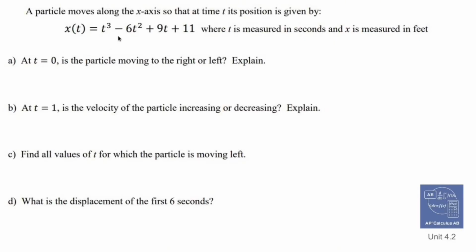A particle moves along the x-axis so that at time t, its position is given by x of t equals t cubed minus 6t squared plus 9t plus 11, where t is measured in seconds and x is measured in feet. All right, so you have this guy moving along the x-axis. Now, this is its position.